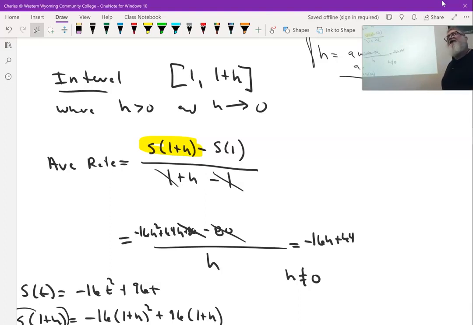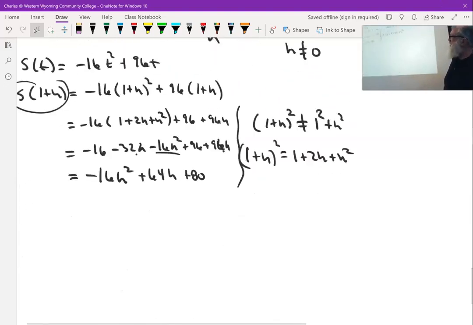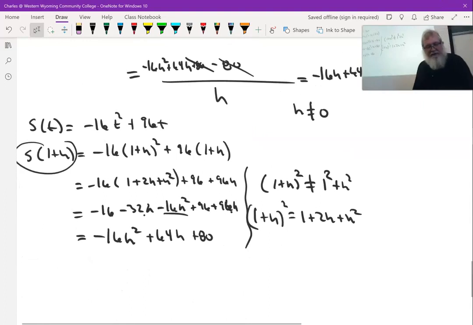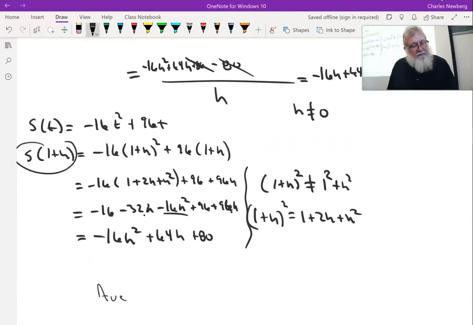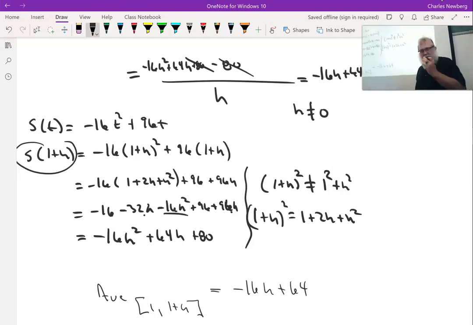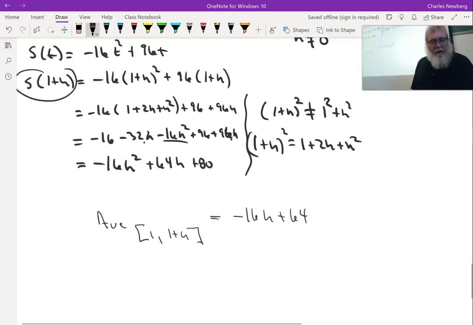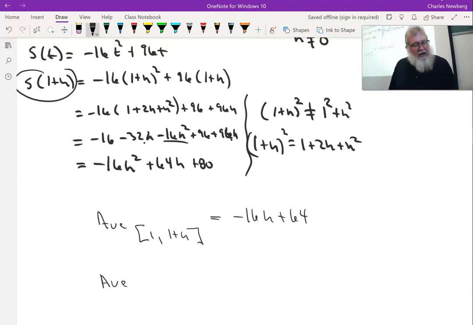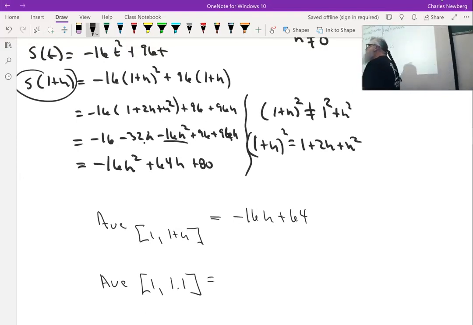Now, what was h again? H was the amount we added on. And when we went to this formula here, the average on 1 to 1 plus h was minus 16h plus 64. Okay, now we found the average. We had a known value from 1 to 1.1. First thing I want you to do now is figure out what h is.